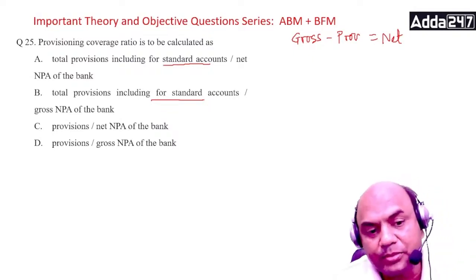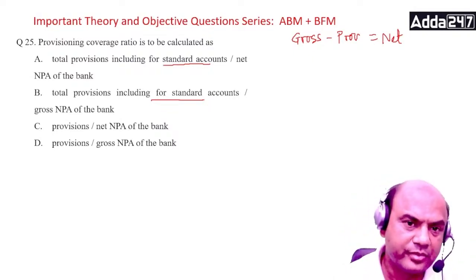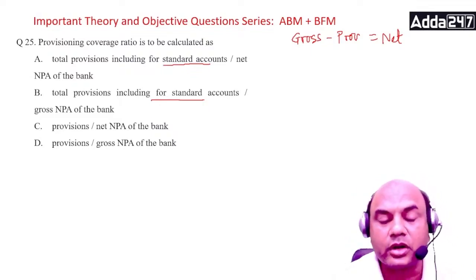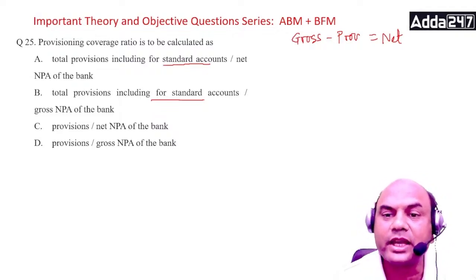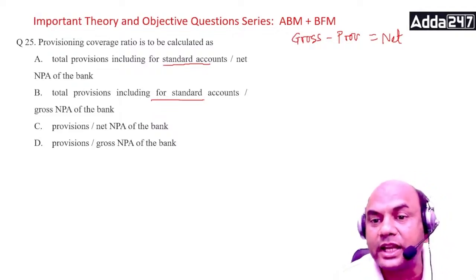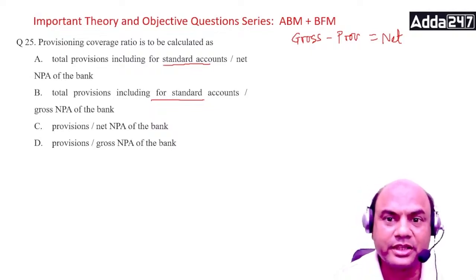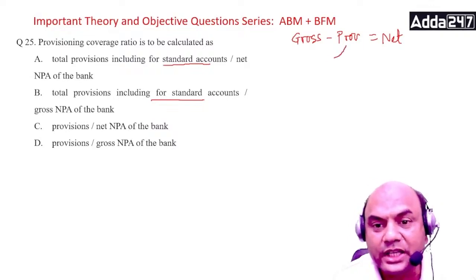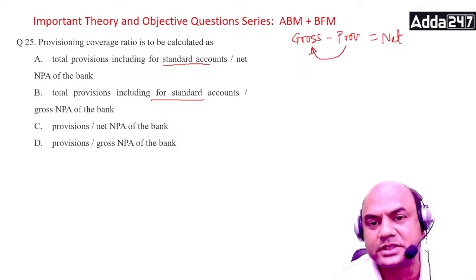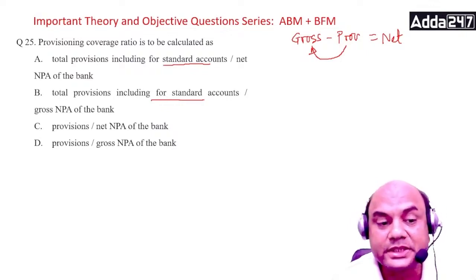Provision upon net NPA and provision upon gross NPA. Now that is the important part. Provisions are calculated on what? PCR is calculated on what basis? If I calculate the provision based on the net NPA, then this formula won't exist. Simple. This formula won't exist at all. So provision is always first calculated on the gross NPA basis. So provision is always provision upon gross NPA. So that's how the PCR is calculated.